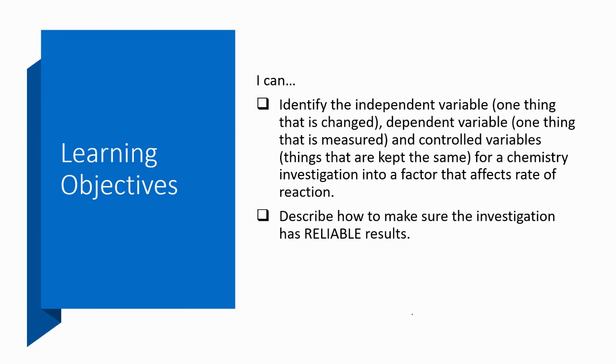So this video has been about identifying the independent variable, the dependent variable, and the controlled variables for a chemistry investigation into a factor that affects rate of reaction, and also how to make sure the results are reliable.